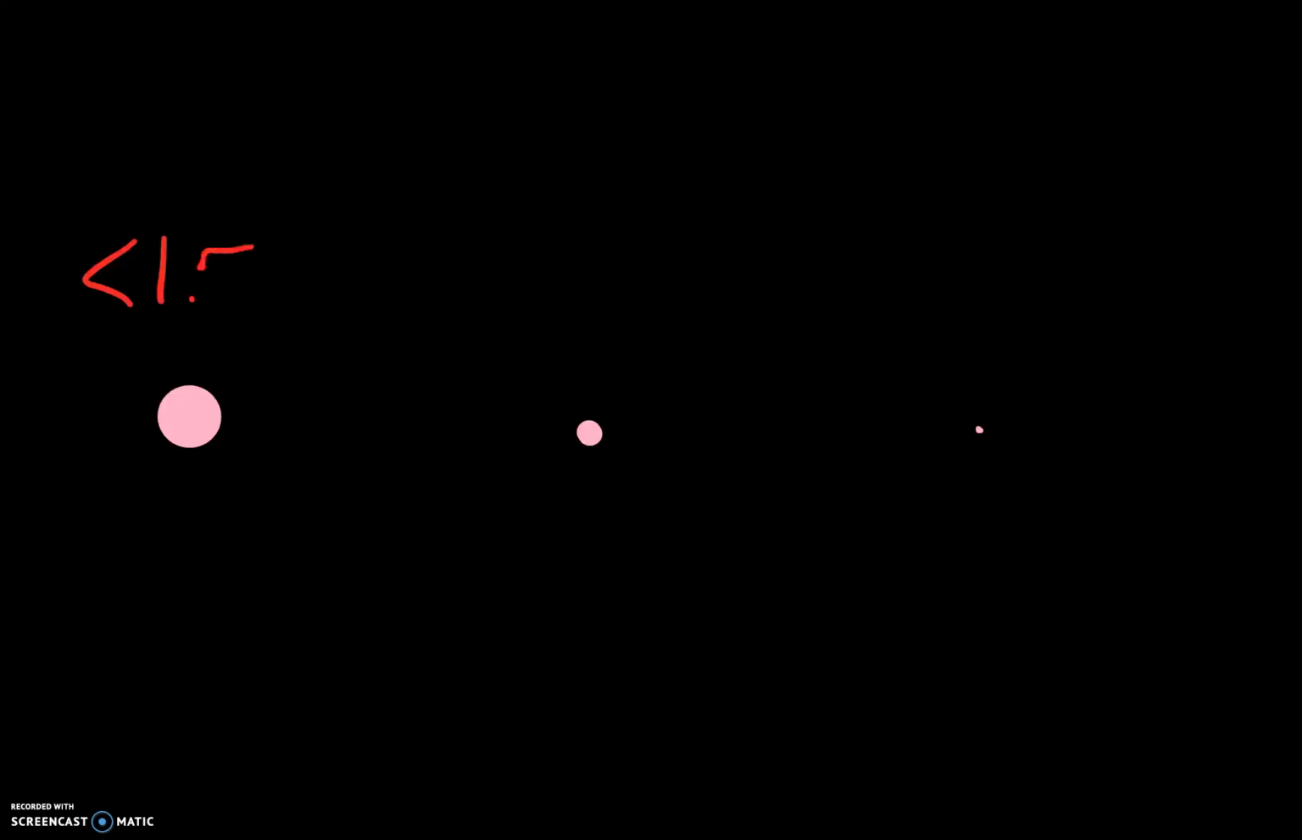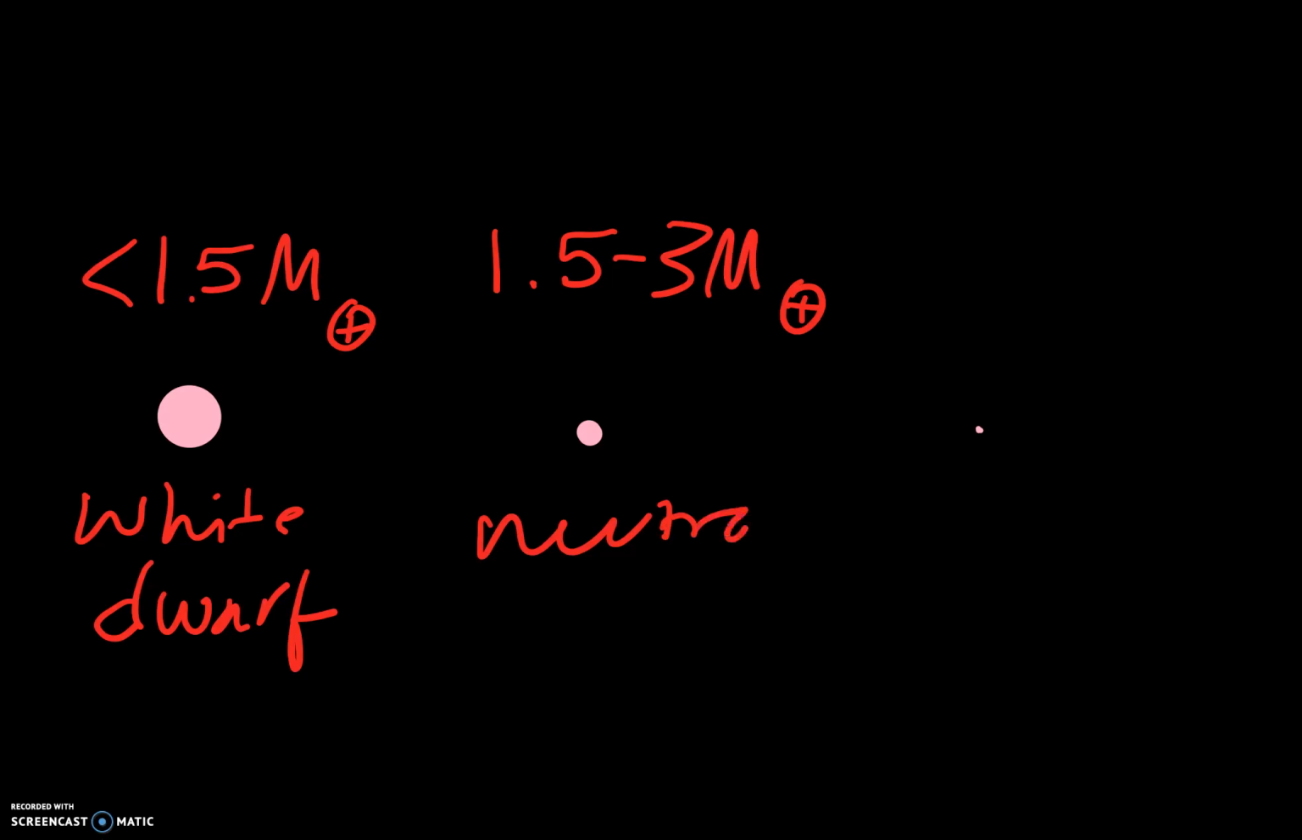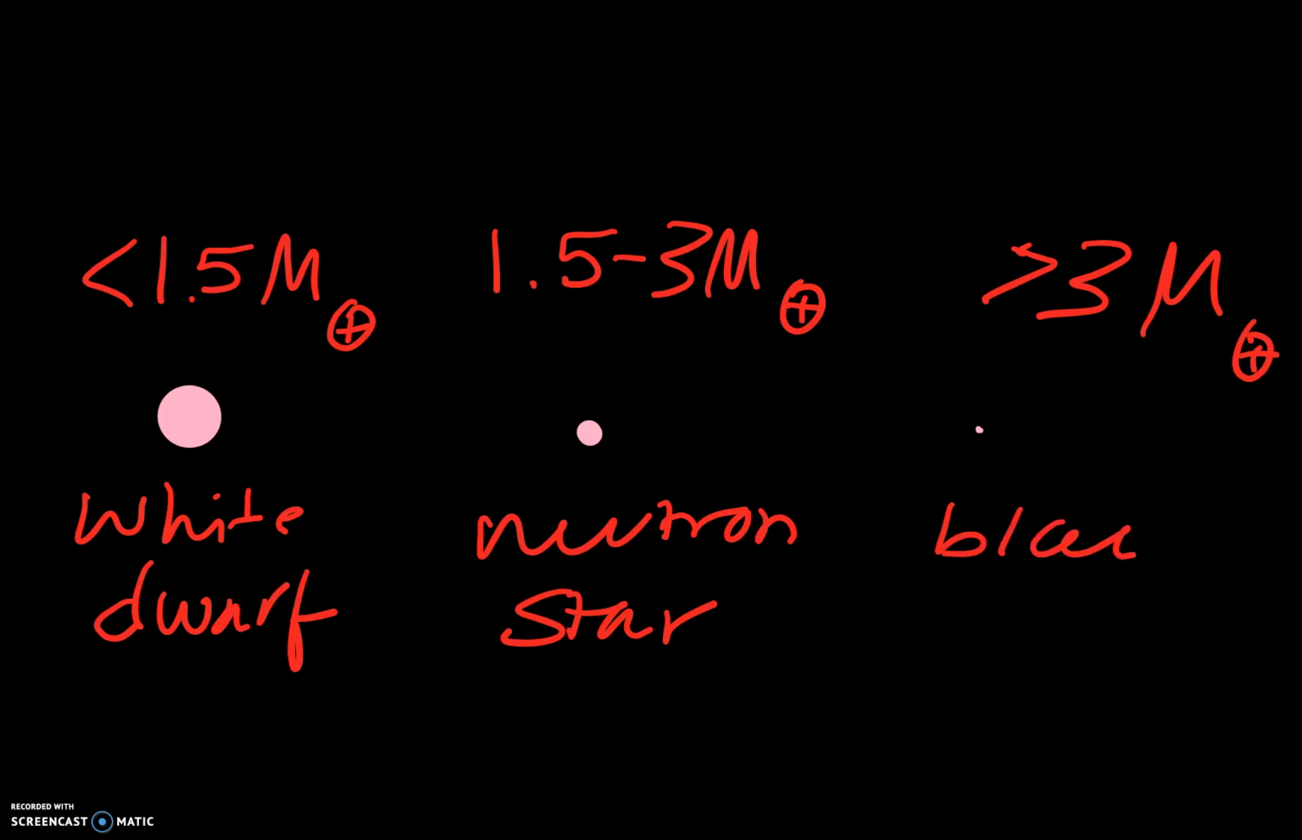So if the core left behind is less than 1.5 times the mass of the sun, that's just how you denote it, you're going to get a white dwarf. If it's between 1.5 and 3 solar masses, you're going to get a neutron star. And if it's greater than 3 solar masses, you're going to get a black hole.